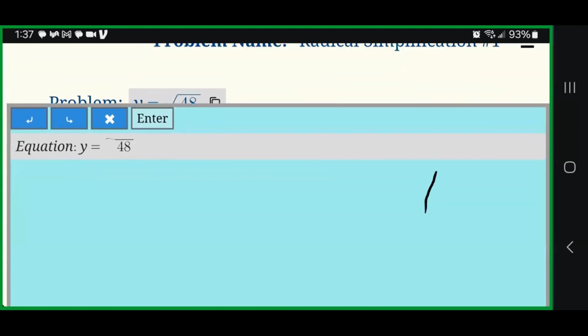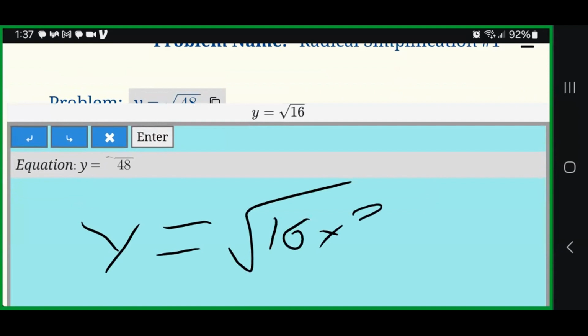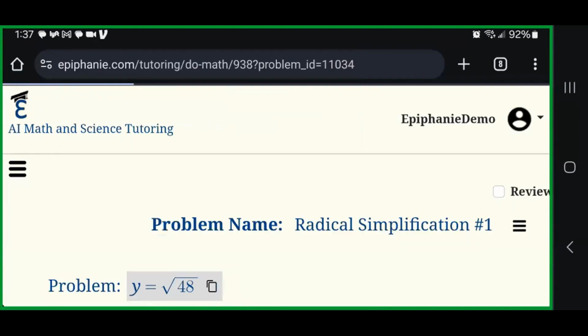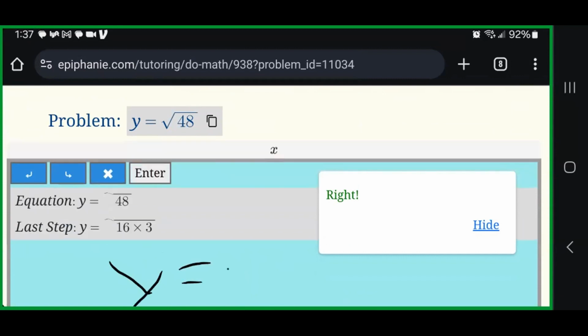And now, I don't want to do that. Let's clear that mark. I'm going to enter my next step. y equals square root of 16 times 3. My handwriting is not very good, but it figured it out. And next, I'm going to simplify that a little bit more. Hit the X button. I need to make that mark. y equals square root of 16 times square root of 3.